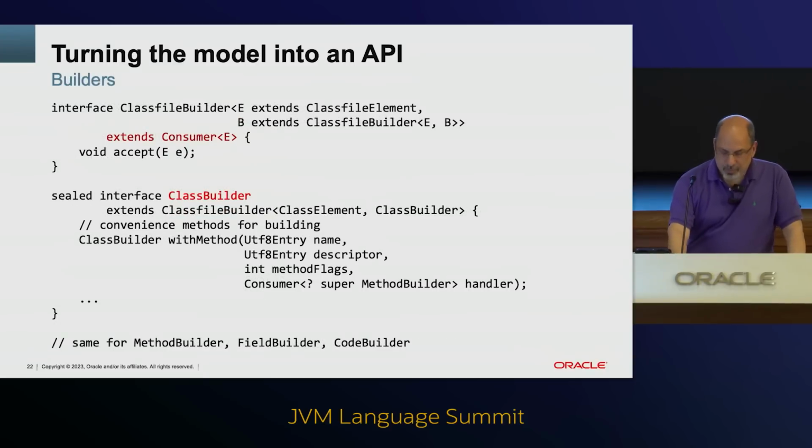And then we do the same thing with builders. There's a builder abstraction. Most important thing about the builder abstraction is it's a consumer of the appropriate element type.